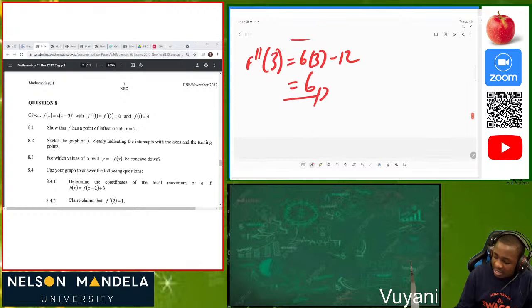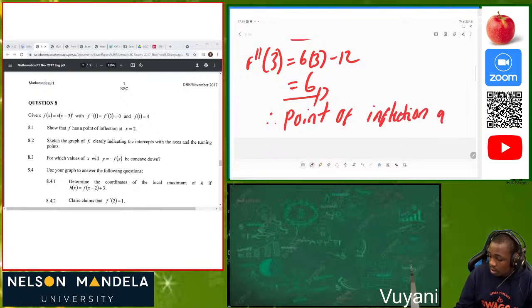So now we can conclude that, therefore, we have a point of inflection at x equal to 2.